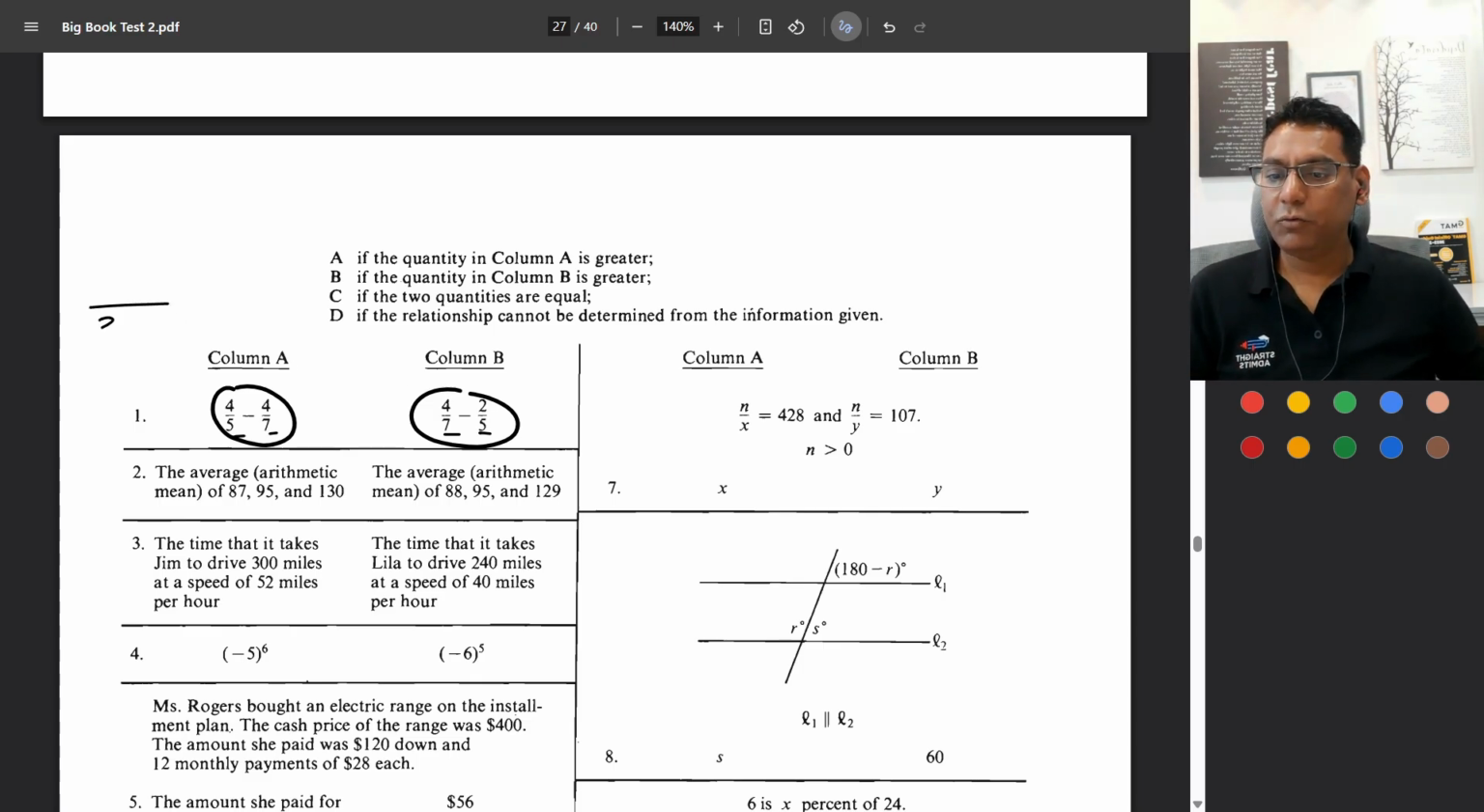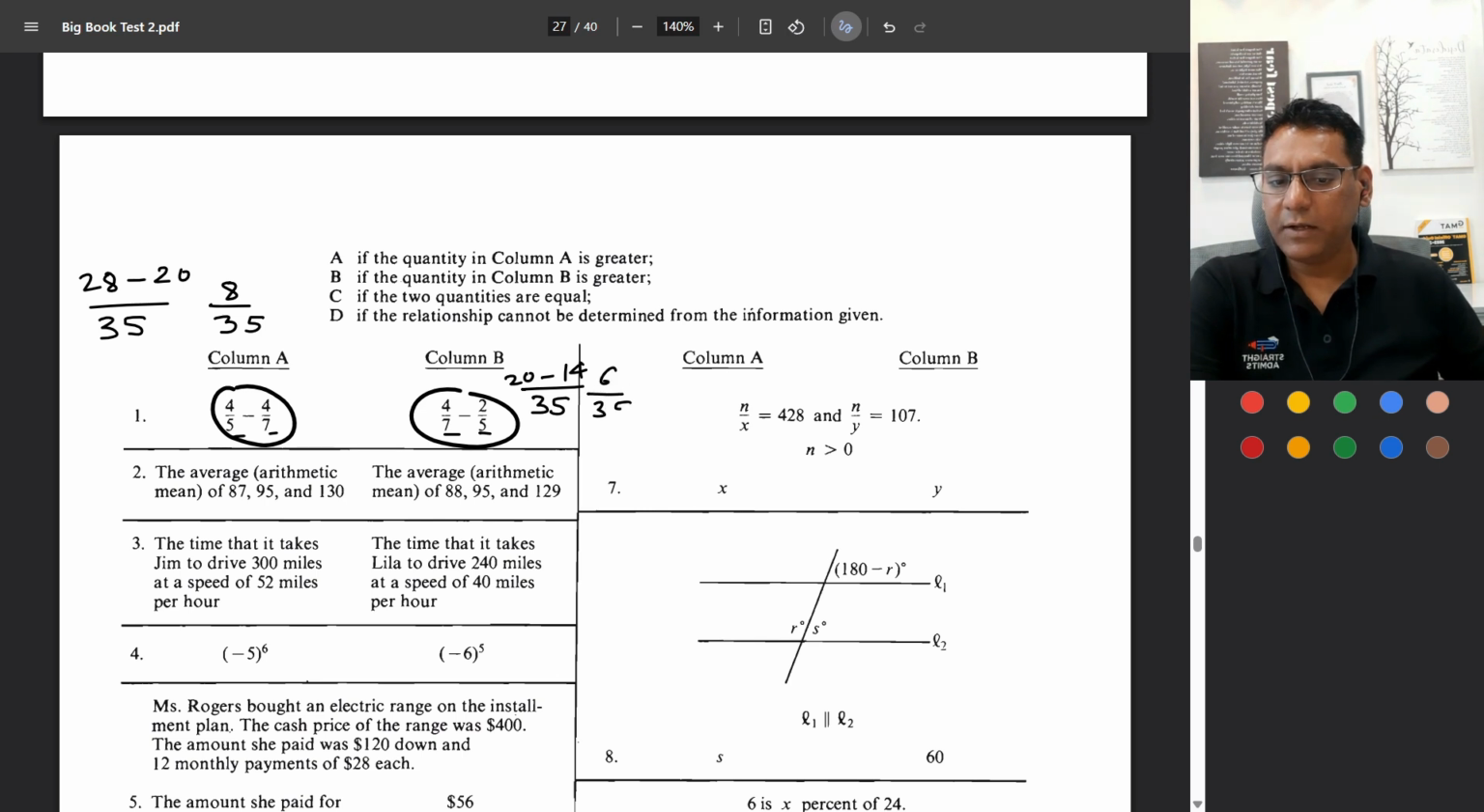If I want to make this 35, I'll have to make the numerators 7 into 4, 28, minus 4 into 5, that is 20. So this is going to be 8 by 35. Same thing here, 7 into 5 is 20, minus 2 into 7 is 14, divided by 35. So this is going to be 6 by 35. So this is 8 by 35, 6 by 35. The denominator is the same, the numerator is bigger here, so the whole fraction is going to be bigger in column A. So that's question 1.